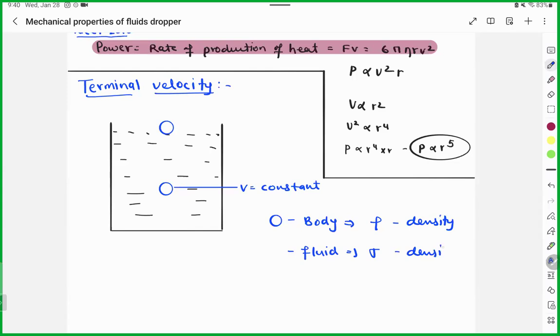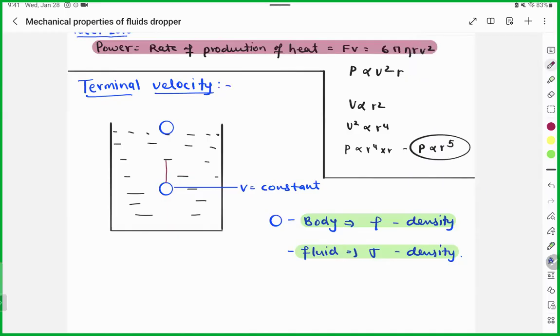It's your choice. You can assume anything. So you have body density and you have fluid density. In this situation, what is happening?